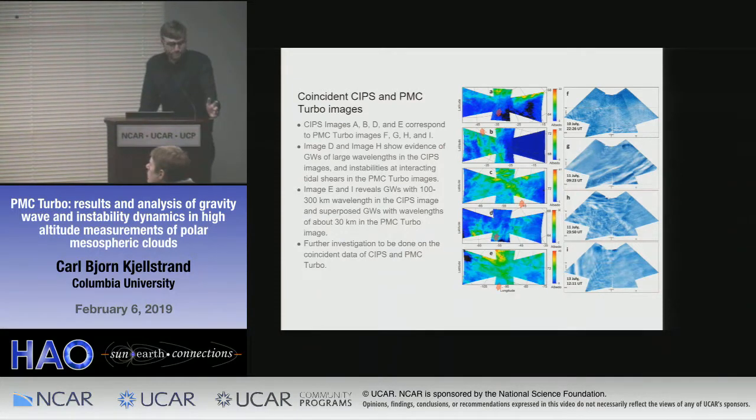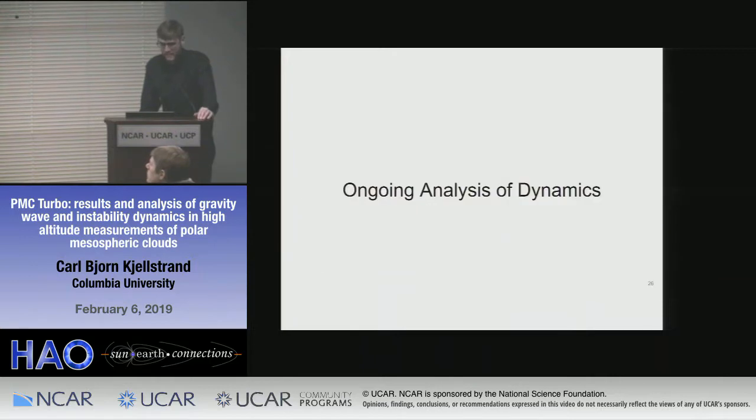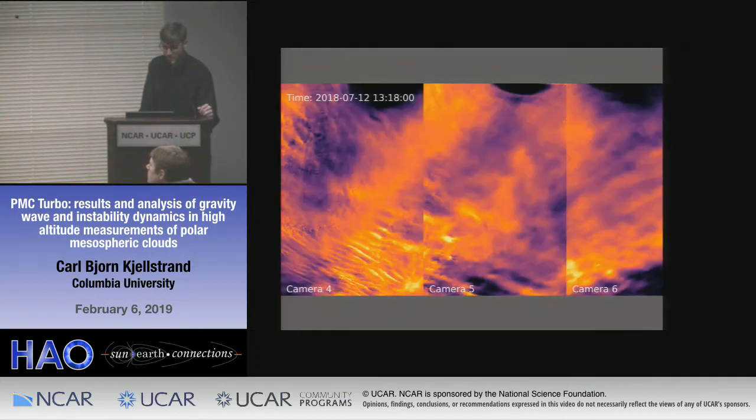So I should get to what we actually measured and some discussion of the dynamics. This is the section of the presentation where I'm going to show a lot of movies, because that's the best way to display this data. So first I should start off with what we're actually about to look at.